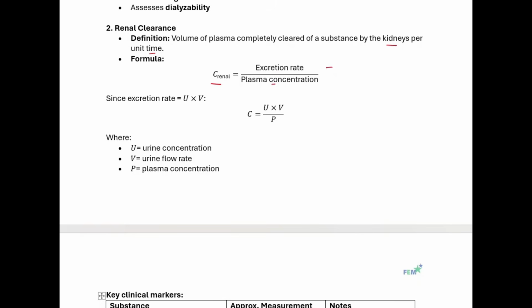And as we know, the excretion rate is the same as the urine flow rate, which is going to be V. So V is the urine flow rate multiplied by the urine concentration of the substance. And I'm going to divide this by the plasma concentration of that substance. And that's going to be the renal clearance.